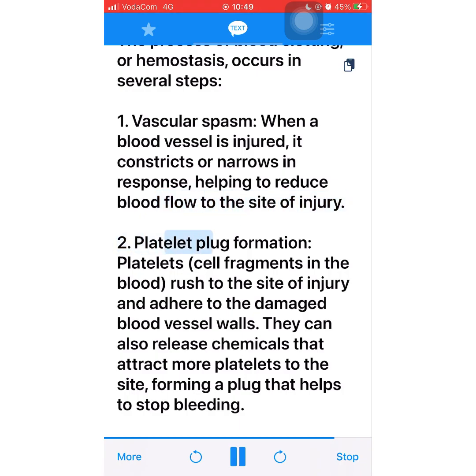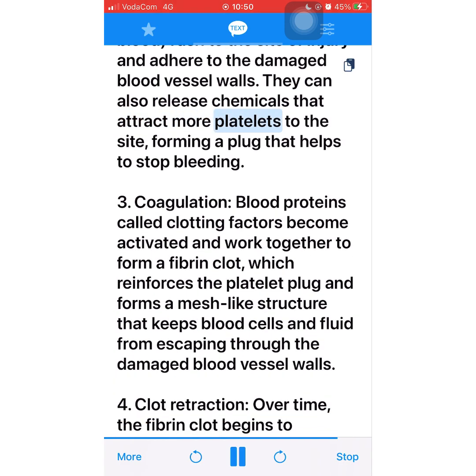2. Platelet plug formation. Platelets, cell fragments in the blood, rush to the site of injury and adhere to the damaged blood vessel walls. They can also release chemicals that attract more platelets to the site, forming a plug that helps to stop bleeding.